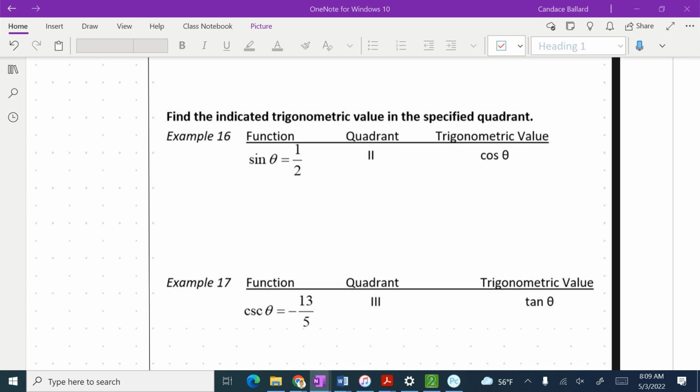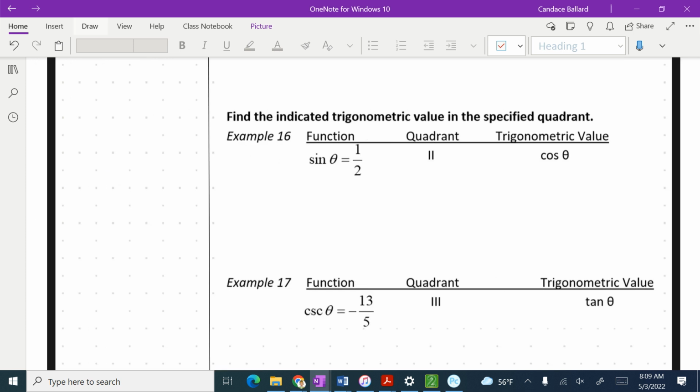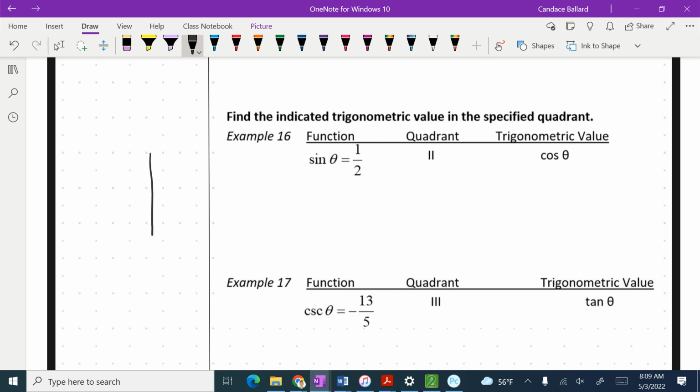We touched on this yesterday. So the first thing I would probably do for myself is draw a nice little XY axis. And what quadrant do they want my triangle in? Quadrant 2. So I'm going to draw a triangle in quadrant 2. There's my theta. Then we're going to talk about sine. In SOHCAHTOA world, what is sine? Good. So this is going to be my opposite, and that's going to be my hypotenuse. So my opposite is 1. My hypotenuse is 2.